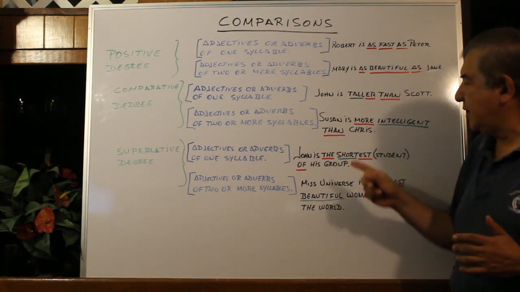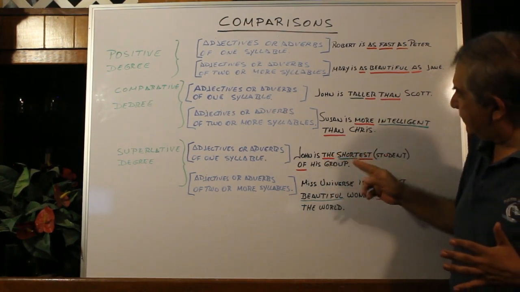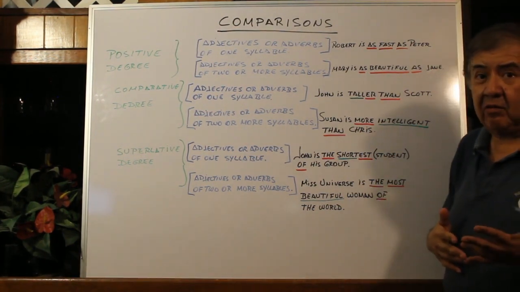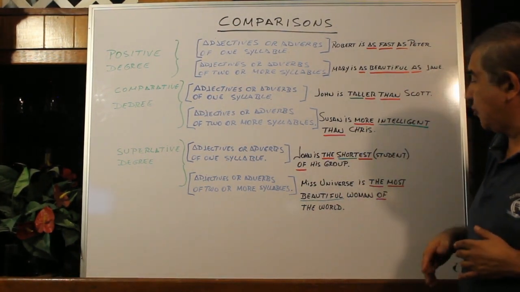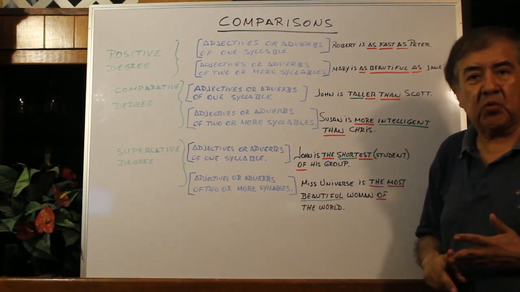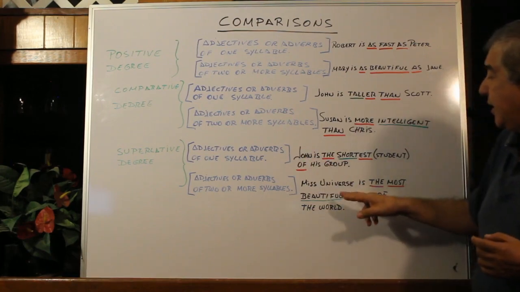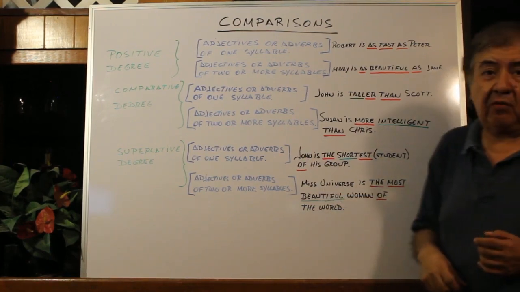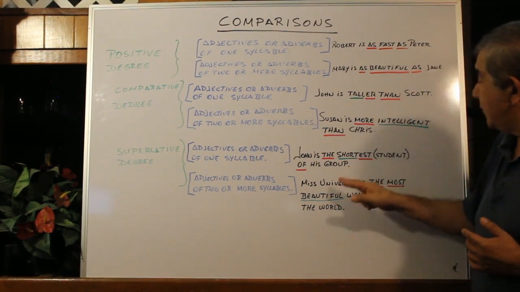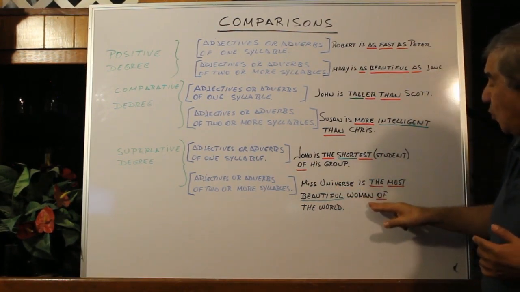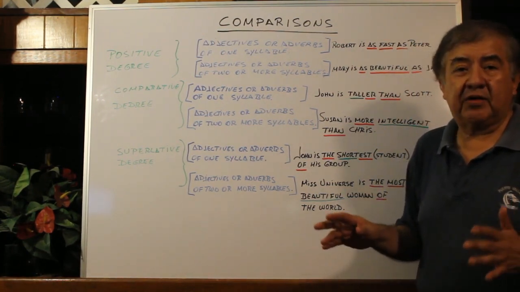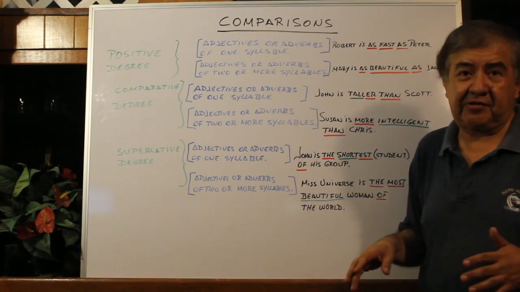We're talking about that John is the shortest student in the group in this case. Okay, he's not tall. He is the shortest of his group. And when we have an adjective or an adverb of 2 or more syllables in the superlative degree, here we have the adjective beautiful. How many syllables? Beautiful. 3 syllables. So, Miss Universe is the most beautiful woman of the world. Okay? These are some examples for the 3 forms of the comparisons.